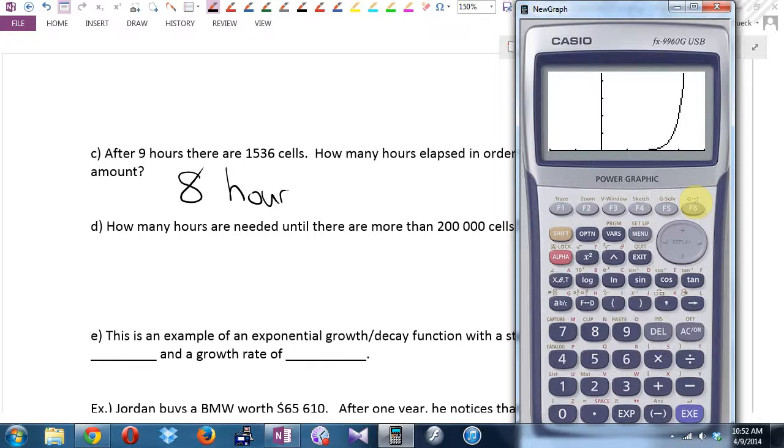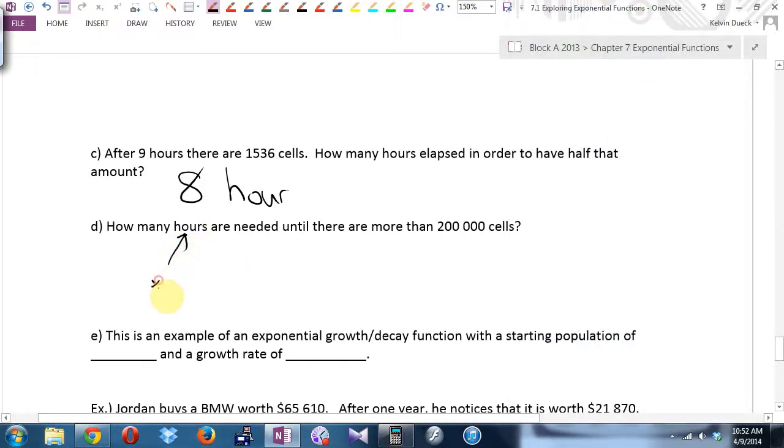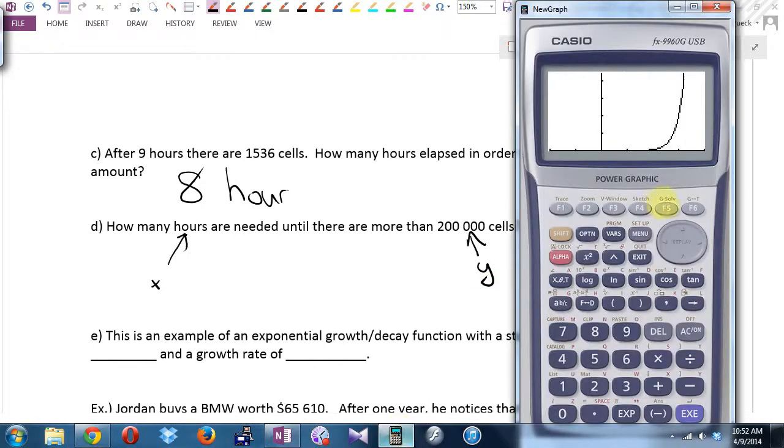How can I figure out how many hours? Hours is an x value. They've given me a y value. My calculator, if I give it a y value, can find the x value. How? G solve, arrow sideways. I want an x calculation if I give it a y value. So I'm going to give it a y value of 200,000, and it turns out just after 16 hours.